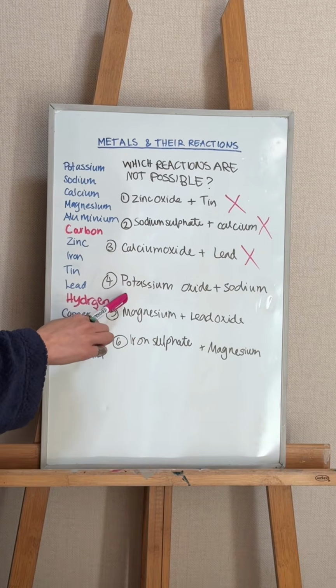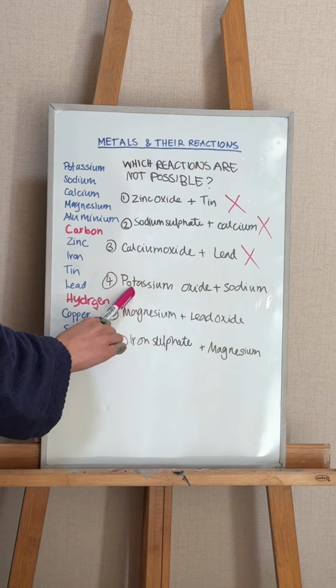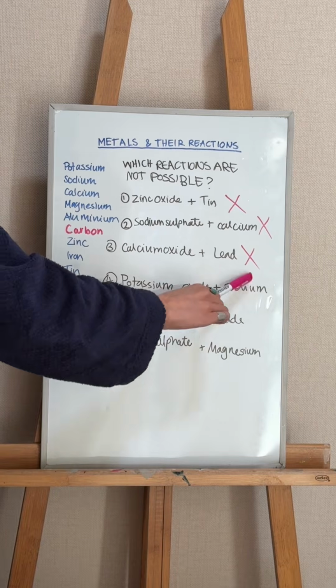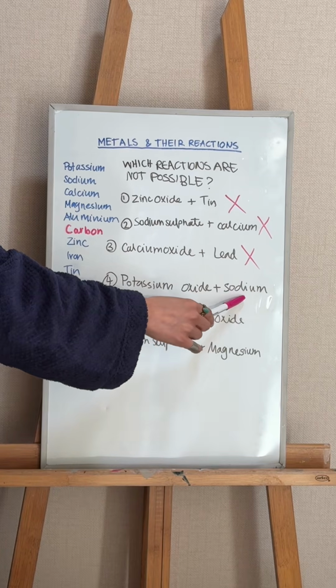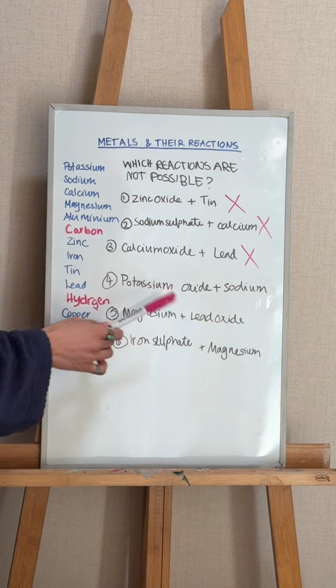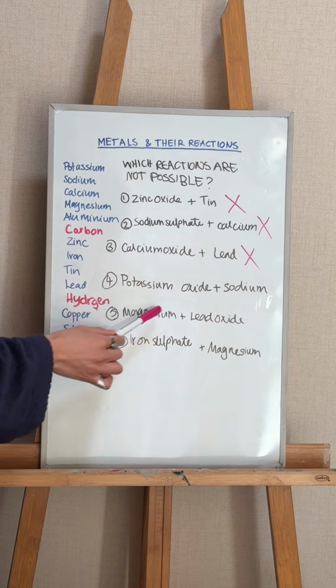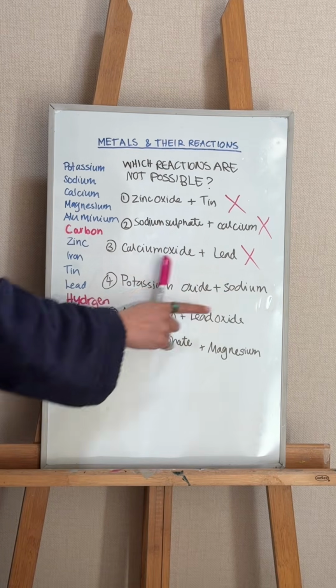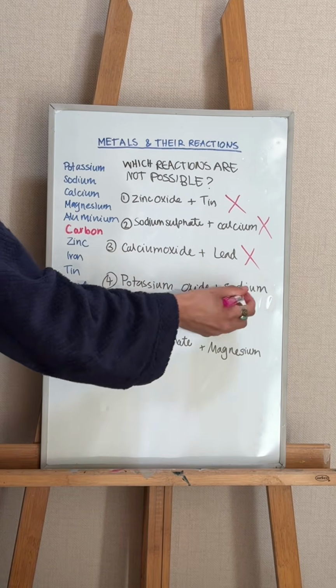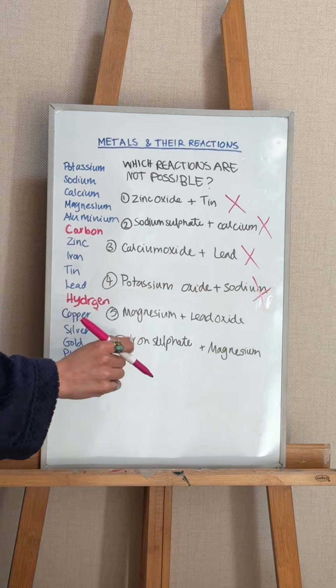What about number 4? Is sodium more reactive than potassium to knock out potassium from its compound? Sodium is less reactive than potassium. Again, sodium is not strong enough to kick out potassium from its compound, so this reaction is also not going to occur.